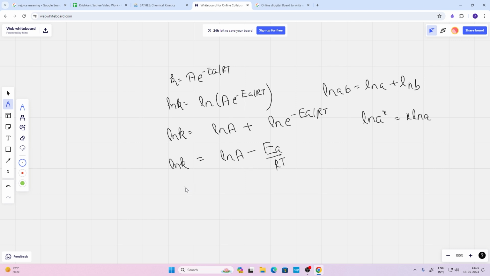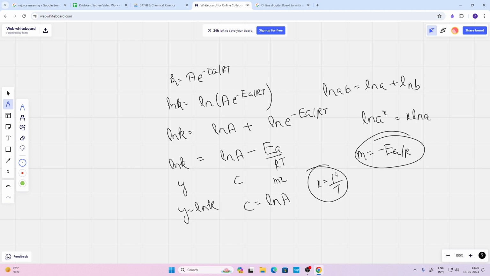Now if you compare it with the equation of a straight line, y equals mx plus c, what is x? x is a variable, so it can only be 1 by T. So x is equal to 1 by T, y is equal to ln K. So we need this graph only. C will be ln A. And what about m? m is minus EA by R.